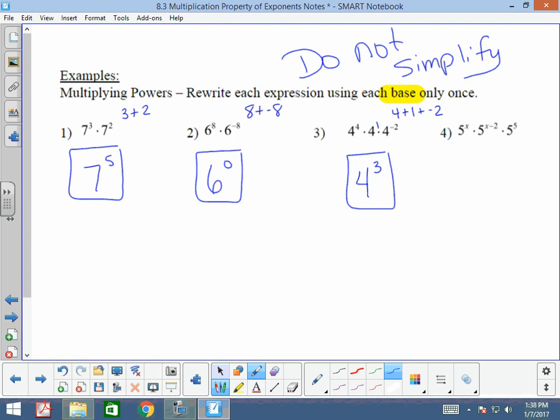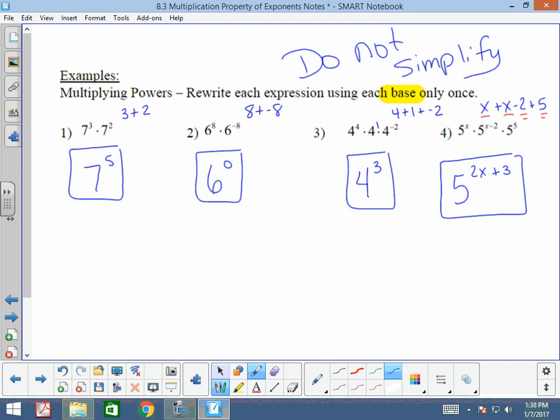All right, and the last one, the base is 5. I have an x for an exponent. My middle exponent is x minus 2, and my last exponent is a 5. So we're going to combine like terms. x plus x would be 2x, and negative 2 plus 5 would be positive 3. So this is 5 to the 2x plus 3 power.